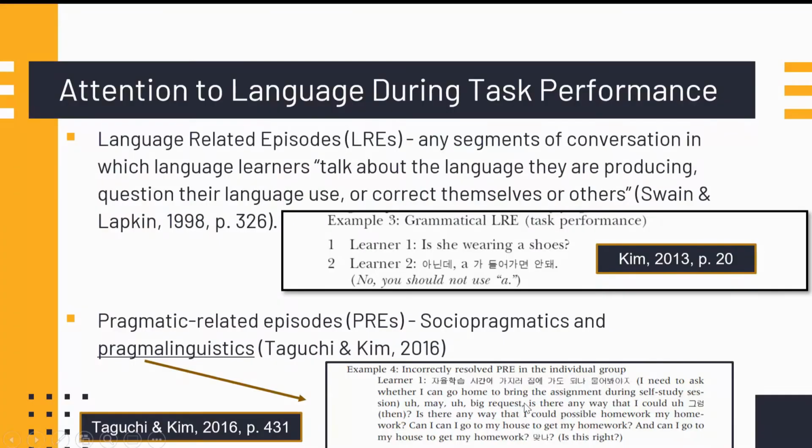So far, I would say SLA researchers have done a great job addressing cognitive engagement by analyzing language-related episodes or pragmatic-related episodes. Language-related episodes refer to any segments of conversation in which language learners talk about the language they are producing, question their language use, or correct themselves or others. This is an example from one of my studies.